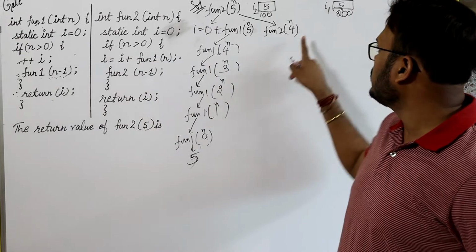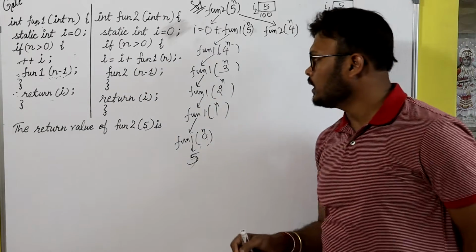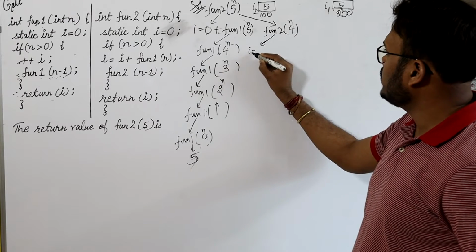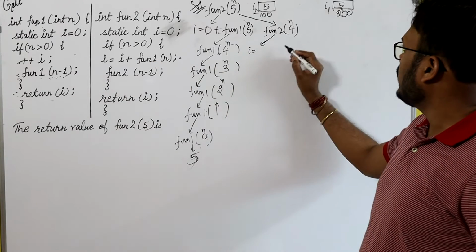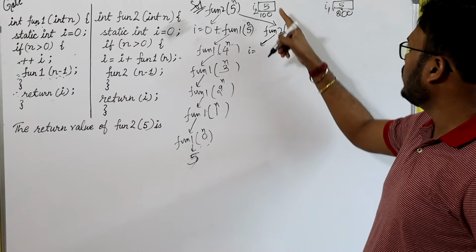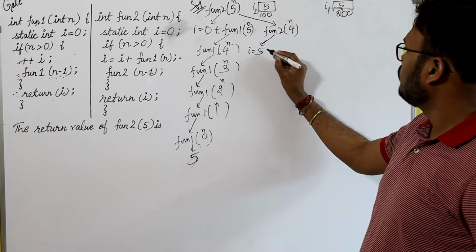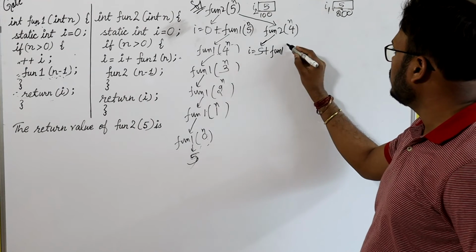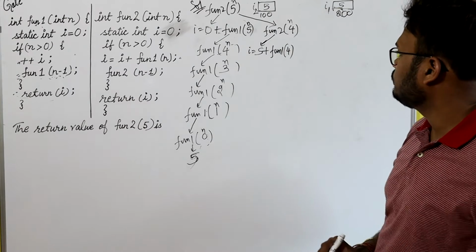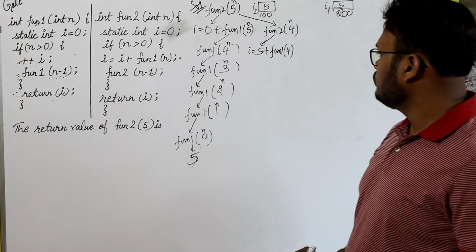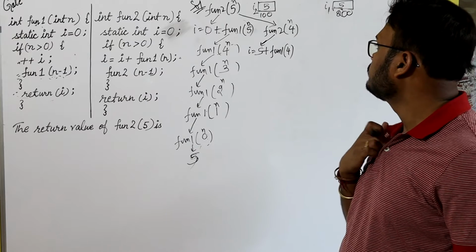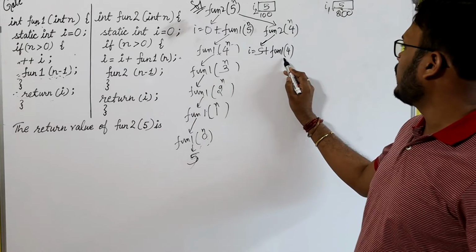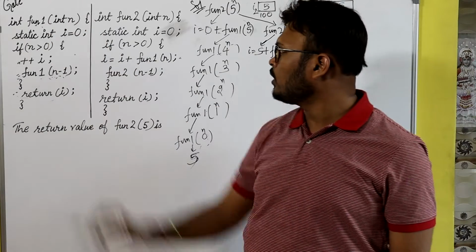So if n greater than 0, if 4 is greater than 0, yes, 4 is greater than 0. So now let's write I is equal to I plus fun1 n. What is the value of I this time? This time the value of I is 5. 5 plus fun1 of n. What is the value of n? This time the value of n is 4. So now fun1 of 4 has been called here. So let's go to fun1.